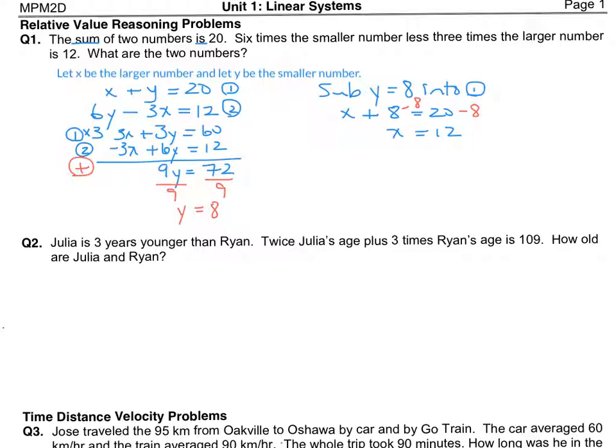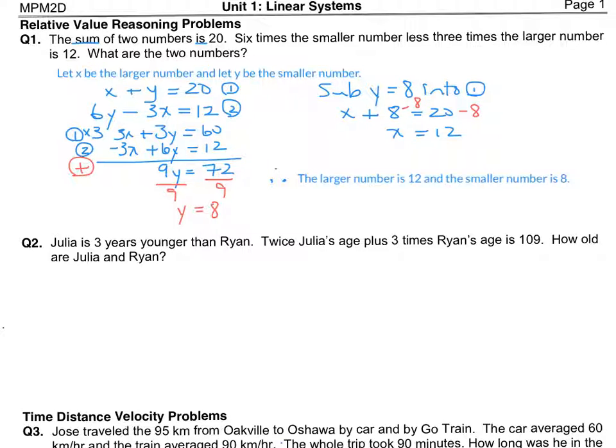Therefore, the larger number is 12, and the smaller number is 8. Concluding statement. And my 3 dots for the therefore. There we go. Okay, so hopefully that makes sense for you for this question.